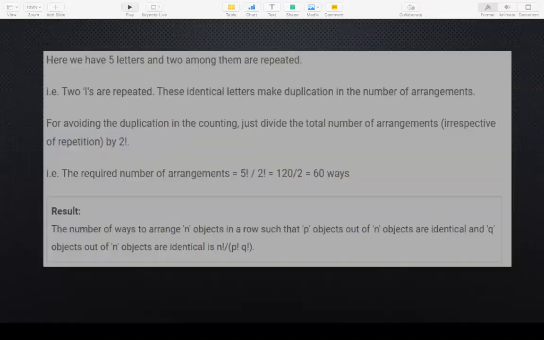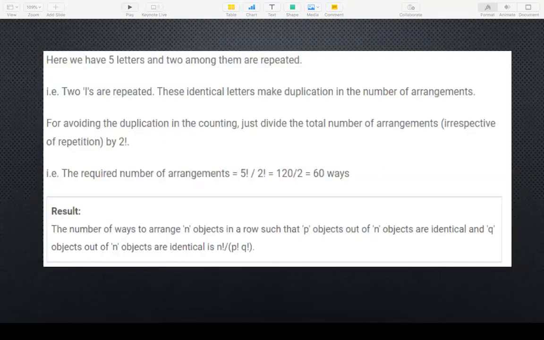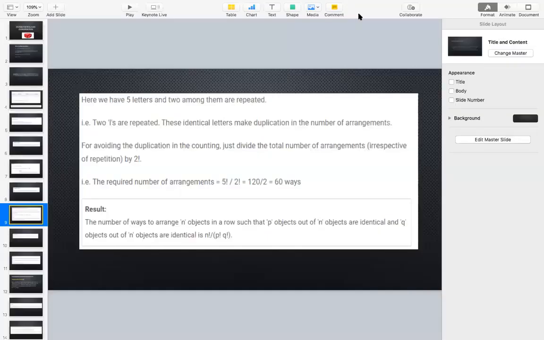Screen problem? I hope the screen will be visible to you. What is the problem in the screen?